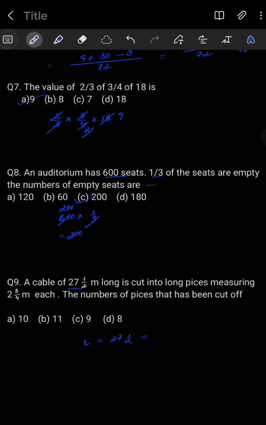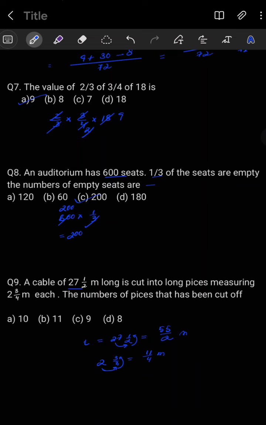The mixed number, first of all, you have to convert into a fraction. How to convert? 27 you have to multiply with 2, and then you have to add that remainder 1. So 27 into 2 is 54, 54 plus 1 is 55 upon 2. That much long. Then the measuring piece is given as 2 and 3/4. To convert into a fraction, 2 × 4 will be 8. You first multiply, then add the numerator. So 8 + 3 is 11, so it becomes 11 upon 4 meter long.